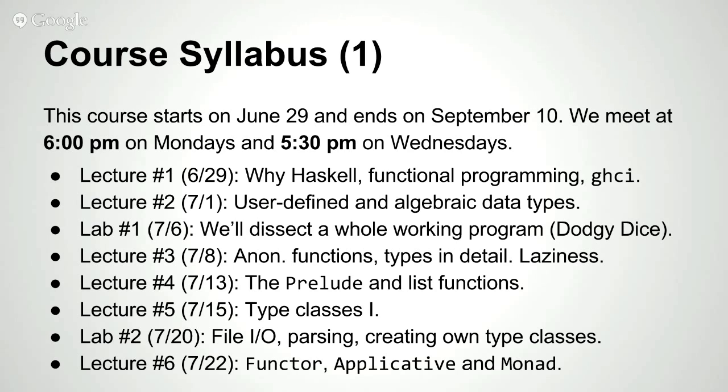On the 13th, we'll go into the prelude, which is sort of the core functionality that is implicitly loaded into your GHCi, or in Ruby you would call it IRB. In Clojure it's the REPL. The 15th we will be doing type classes, and that's sort of where Haskell starts to shine.